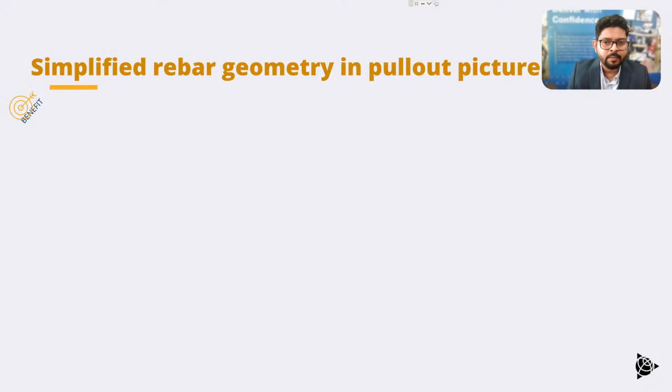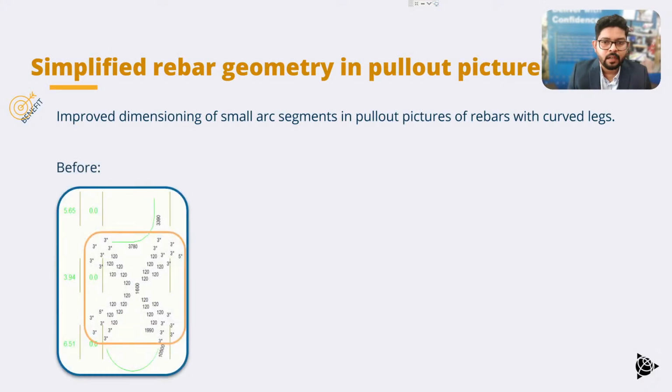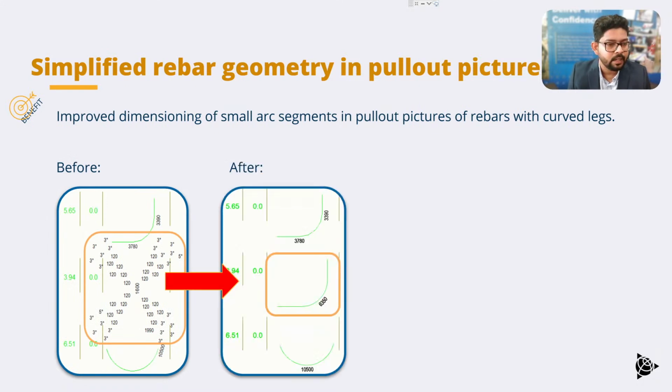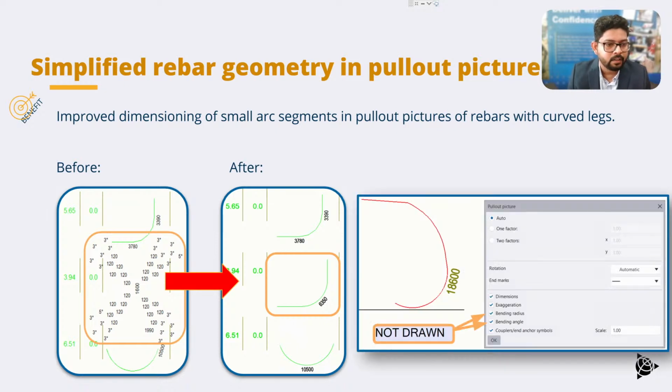Previously, in some cases, when arc-shaped rebars were modeled, the pull-out picture did not give the correct image. Now it will show the correct image along with the total length of that rebar.